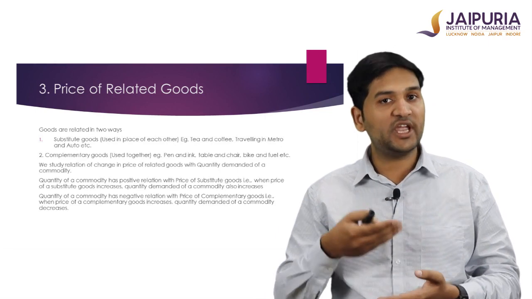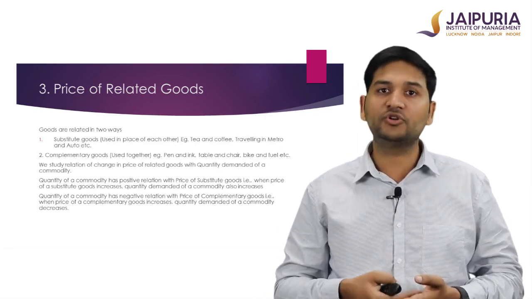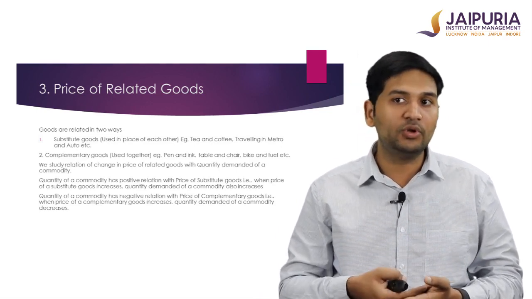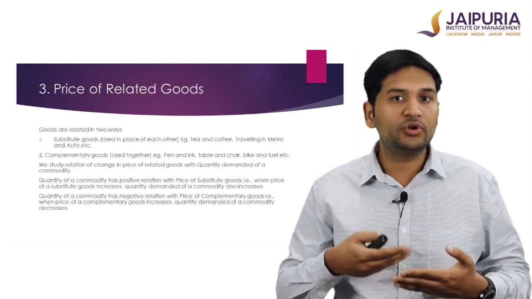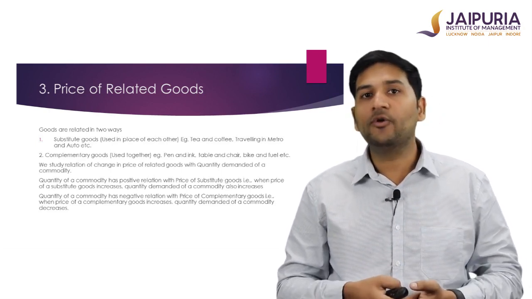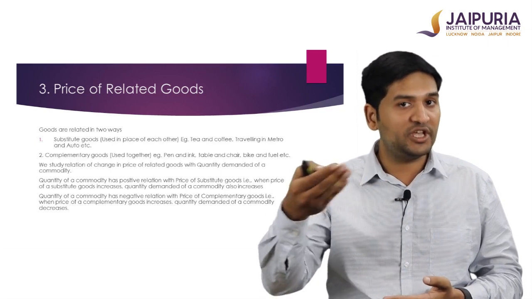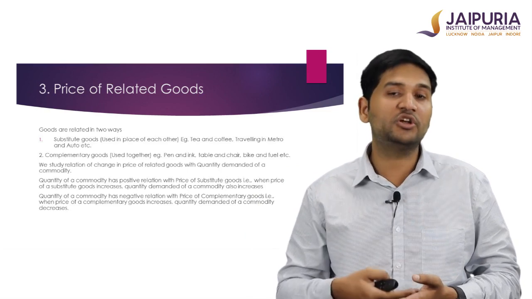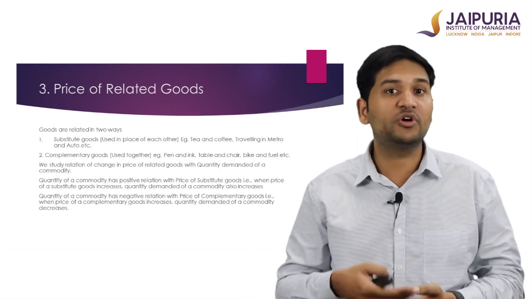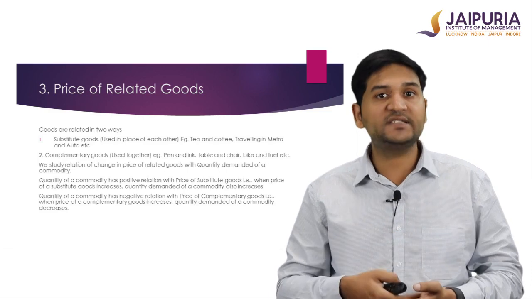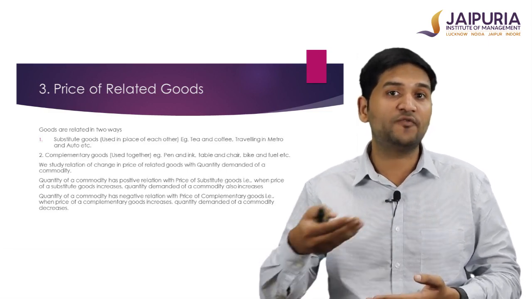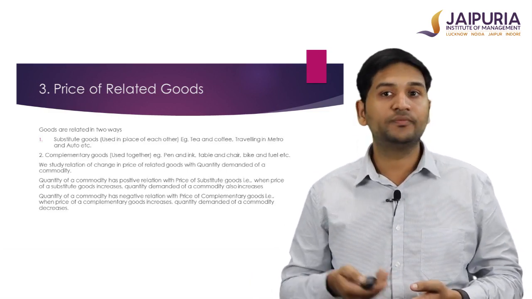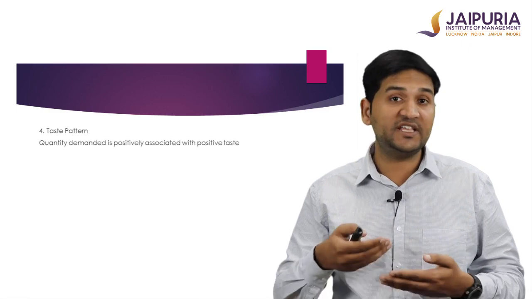Now, second is complementary goods. Complementary goods are used together. For example, pen and ink, bike and petrol, table and chair. These are used, generally, together. Now, when price of complementary goods increases, then the quantity demanded of our initial commodity tends to decrease because they are used together. So there exists an inverse relation between the price of complementary goods and the quantity demanded of our initial goods.